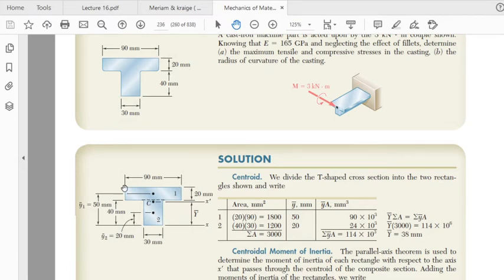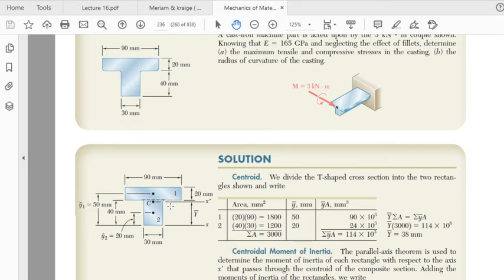Now, in order to locate the centroid of this region, we have done it earlier in the previous two lectures. We will divide the geometry into two regions. One is this rectangle 1, and this is another rectangle 2. So we can find the area of each rectangle. This height is 20, this is 90, area of this is 1800. Area of the second one, this height is 40, this is 30, area is 1200, so the total area is 3000.